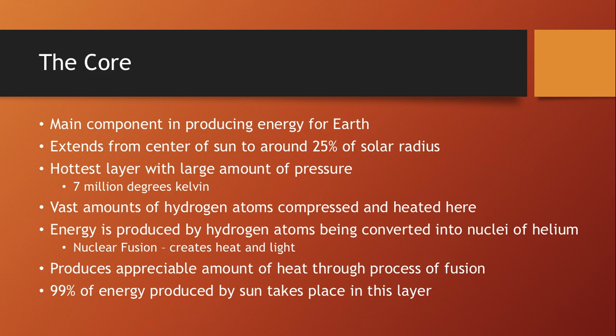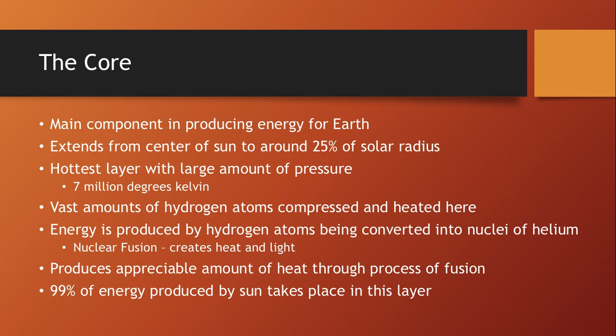So the core part of the sun, the layer, is a main component in producing energy for Earth. The core extends from the center of the sun to around 25% of the solar radius of the sun. It is the hottest layer of the sun with a large amount of pressure, and it is about 7 million degrees Kelvin. There are vast amounts of hydrogen atoms that are compressed and heated in this layer. Energy is produced by hydrogen atoms being converted into nuclei of helium, and this is known as nuclear fusion, which creates the heat and light that the sun gives off.